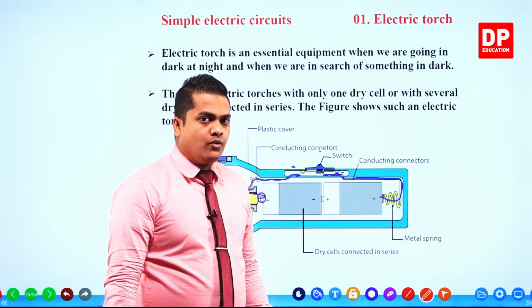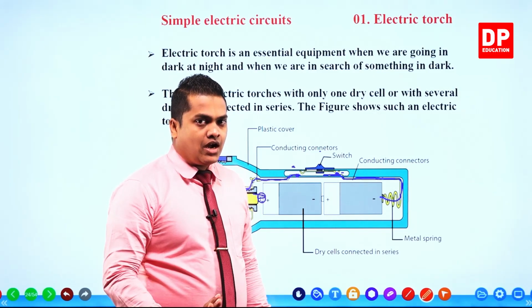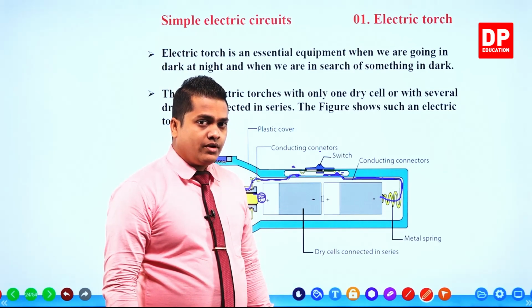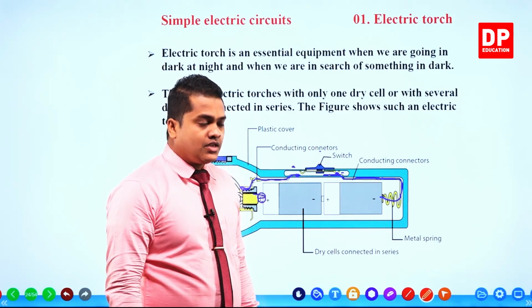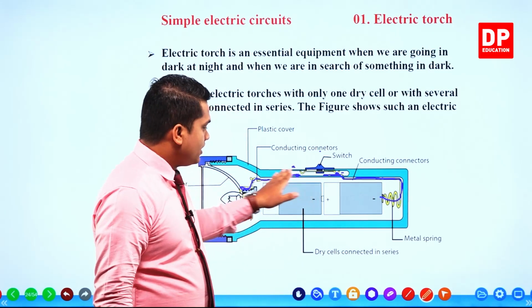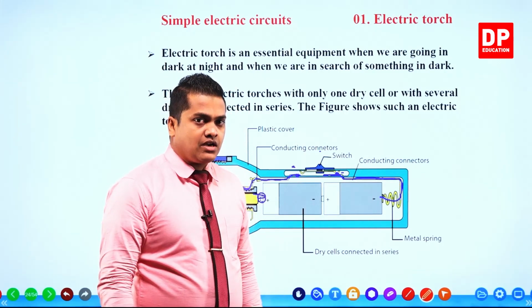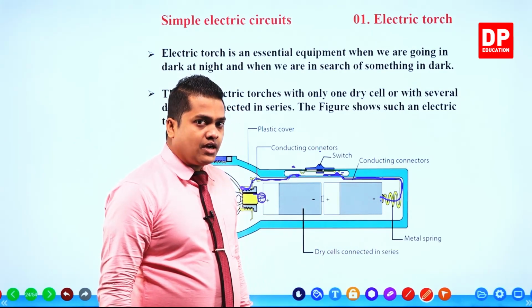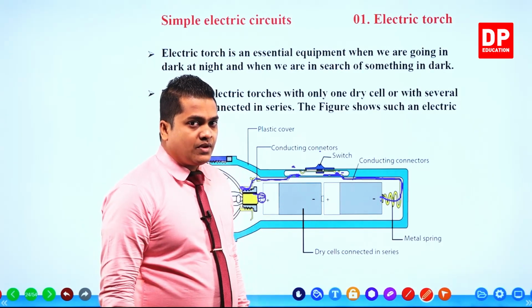So this is how a torch is prepared, okay? And this is how the current flows through the circuit of a torch. All of these things within the structure are metal conductors, right? The spring is also a metal conductor. That spring is connected with the connecting conductors, those metal plates, as well.